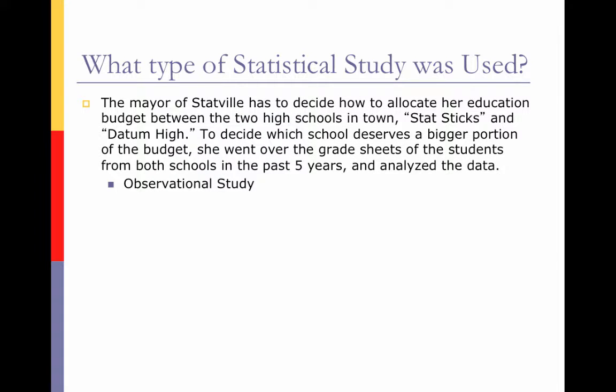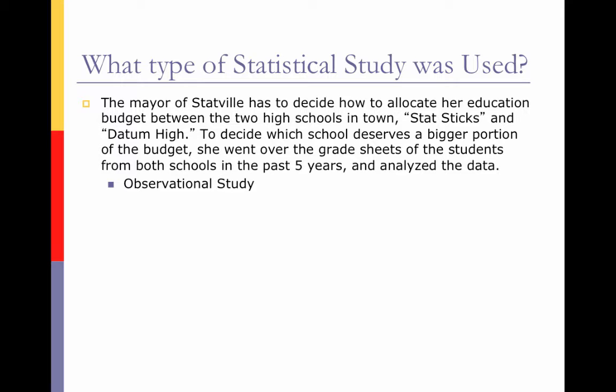So let's look at our last example. Our last example says the mayor of Statsville has decided to allocate her education budget between the two high schools in the town, Stat Sticks and Datum High. To decide what school deserves a bigger proportion of the budget, she went over the grade sheets of the students from both schools in the past 5 years and analyzed the data. Because she's just looking at the data, she's not applying any treatments, she's not doing any random allocation, she's just taking the data from the past 5 years and analyzing it.